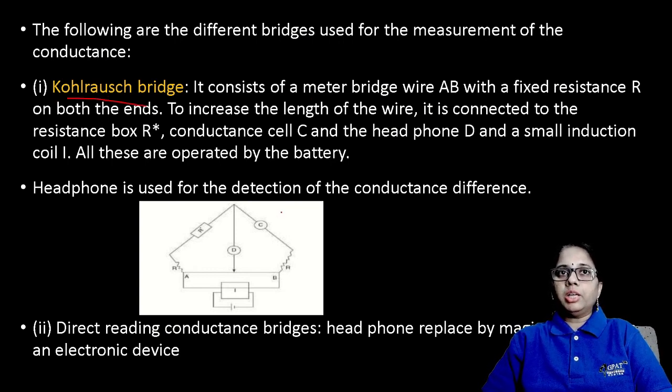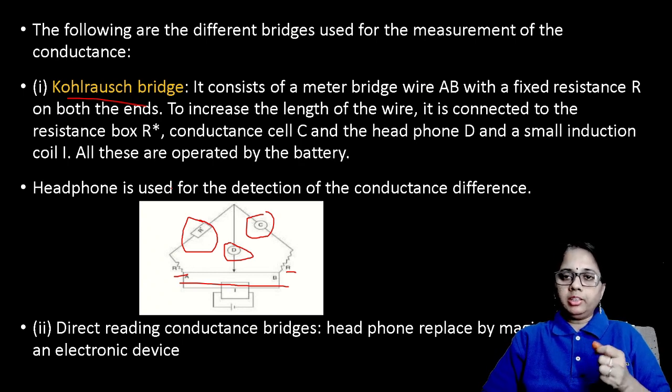It consists of a meter bridge wire AB. Here you can see this is the AB wire with a fixed resistance on both ends. Okay, so R is the fixed resistance. To increase the length of the wire, it is connected to a resistance box. Okay, so this resistance box is connected here, and the conductance cell C and the headphone D, and a small induction coil is also there. So all these are actually operated by the battery.